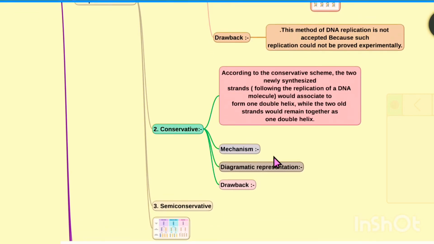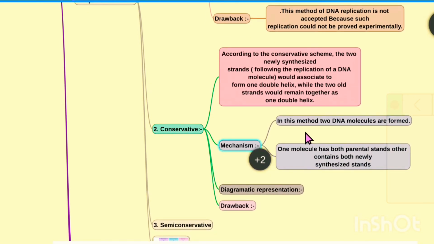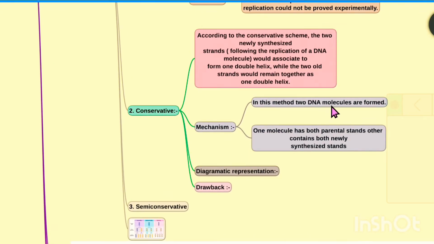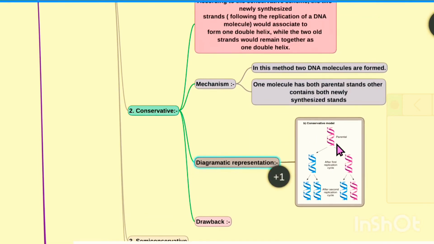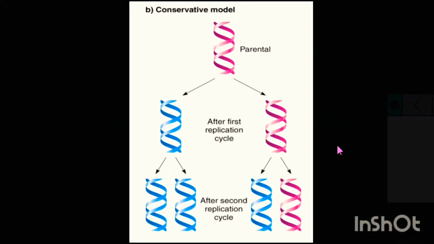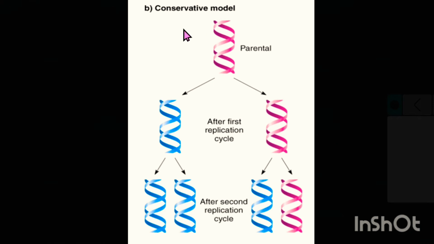The mechanism of this conservative method: in this method, two DNA molecules are formed. One molecule has both parental strands and the other contains both newly synthesized strands. One molecule has both parental strands and the other is newly formed. See the diagrammatic representation. This is the diagrammatic representation of the conservative model.